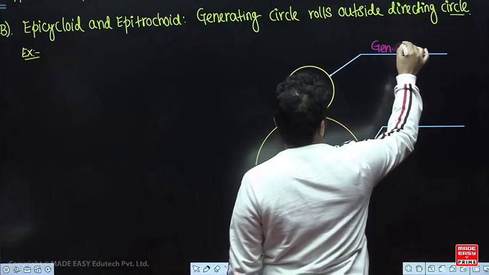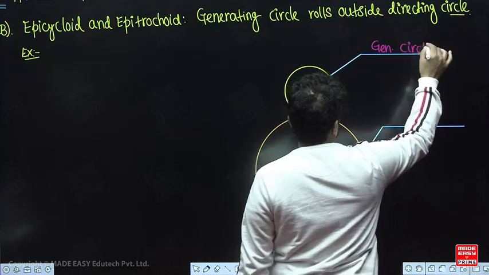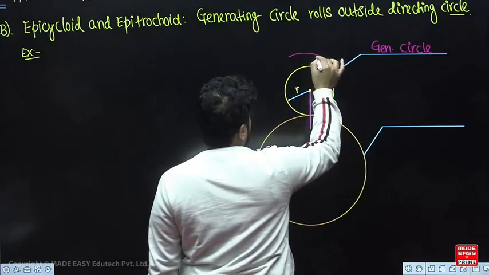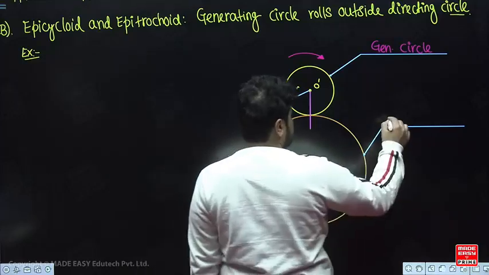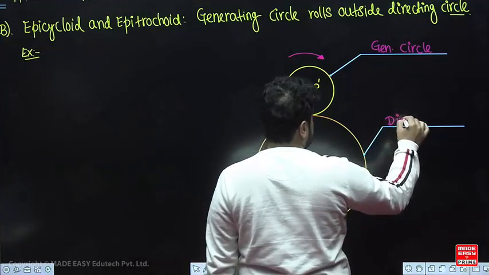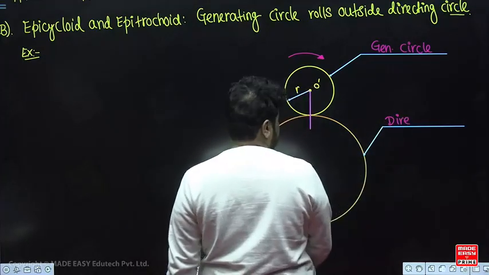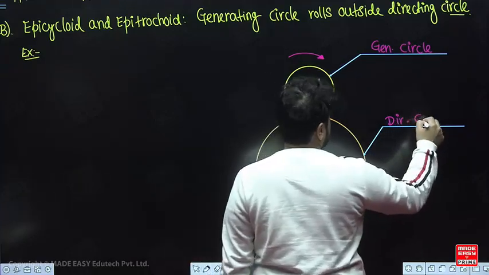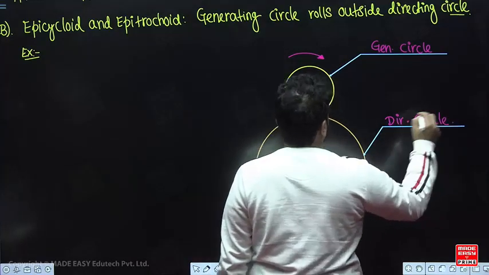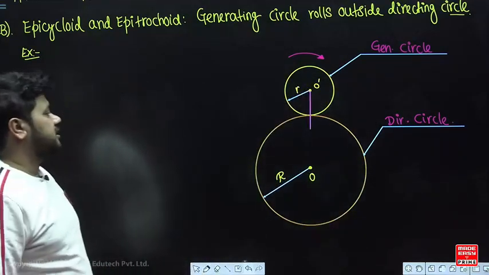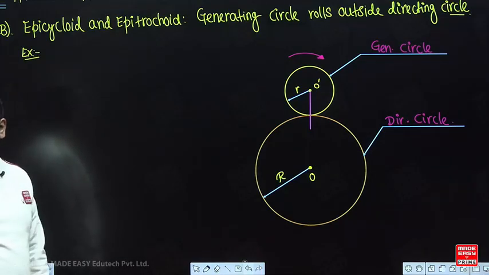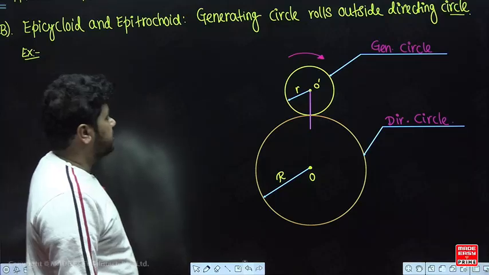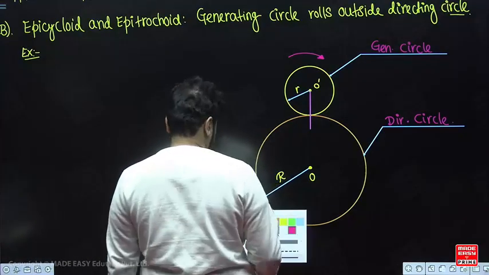Why is it called the generating circle? Because this is the circle which is going to roll and produce the curve, right? This is the generating circle, and this is called the directing circle. Since it is not a line, in short I am writing it so. So we have a generating circle and a directing circle. Clear? Okay. So the generating circle is rolling outside the directing circle.